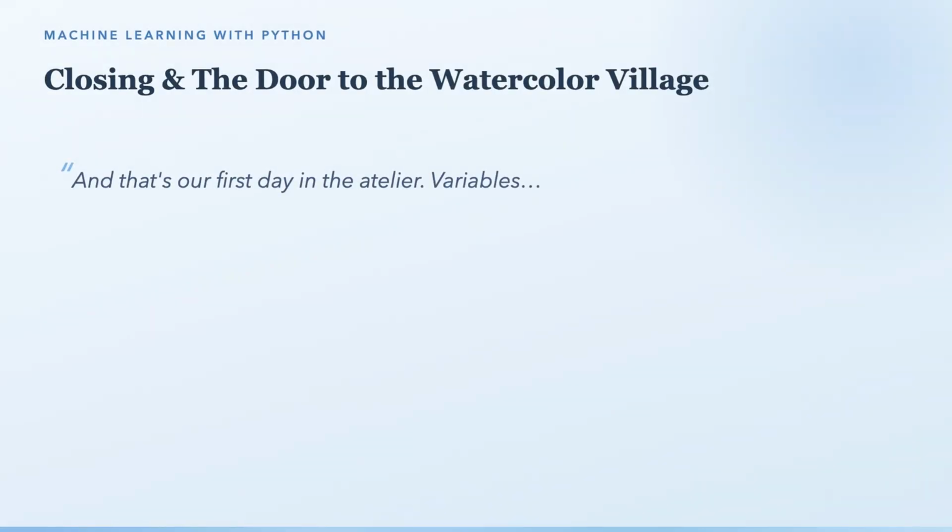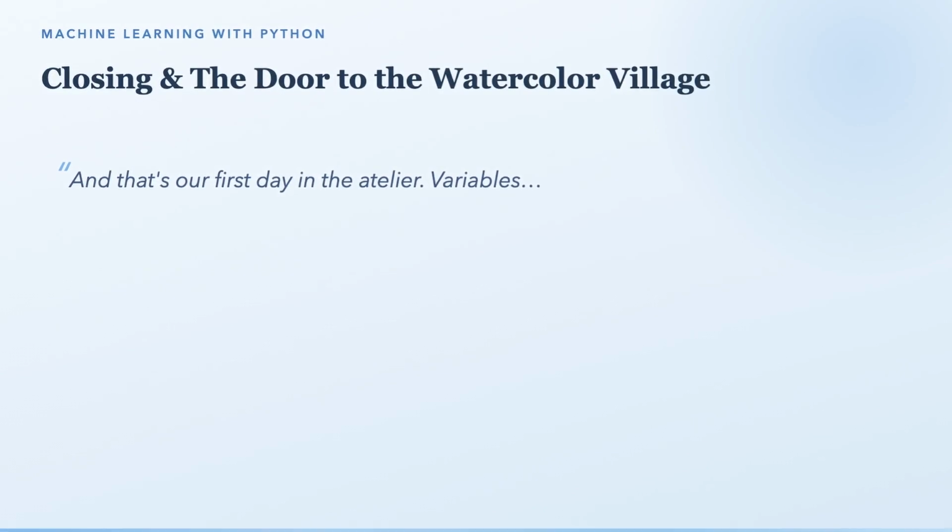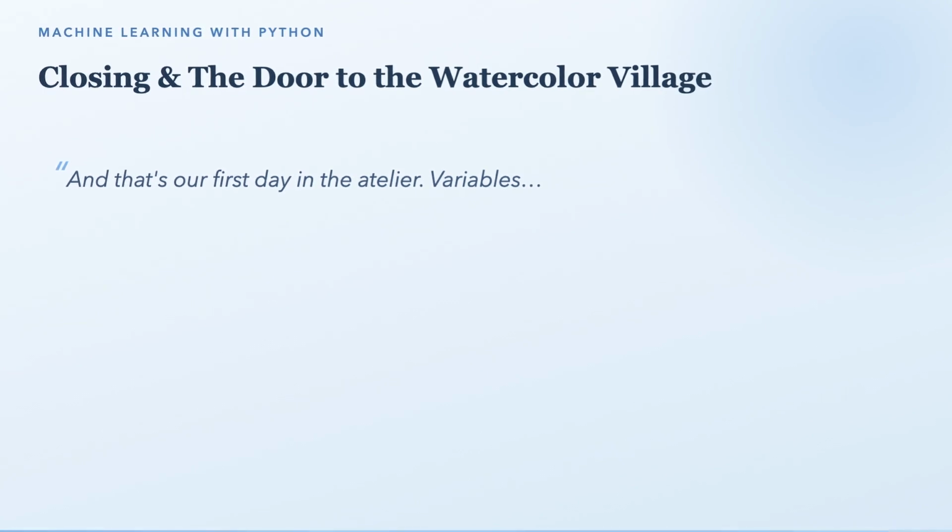And that's our first day in the atelier. Variables, jars with names. Lists, trays that keep order. Loops, a patient rhythm of pick up, add, move on. NumPy, the whole garden watered at once. Pandas, the great linen ledger. And Matplotlib, pictures that grow.